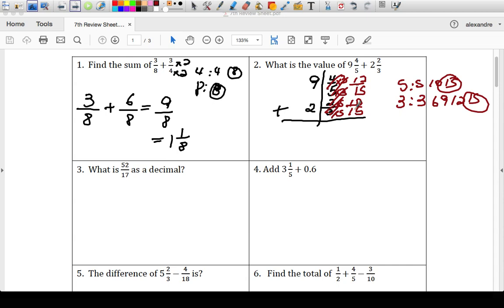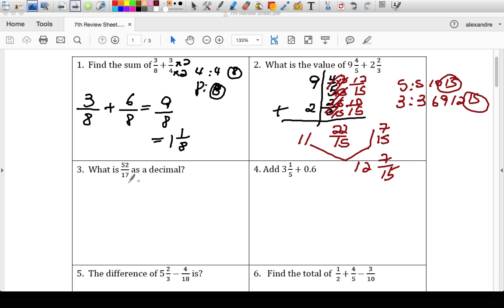I can now add 12 plus 10 is 22 over 15, and over here I get 11. This is an improper fraction, so I'm going to change this to a mixed number. 15 going into 22 one time, 7 left over, 7 over 15. I'm going to combine this whole number with this whole number, and I'm going to get 12, 7 over 15.